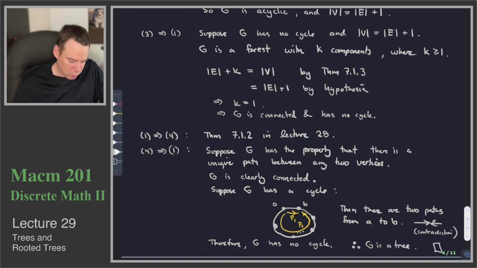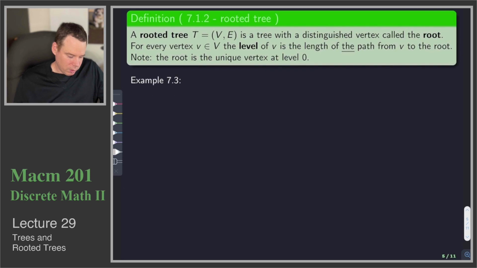And there we go. We've proven all of the things we needed to prove. We proved that 1, 2, 3, and 4 are all equivalent to each other. So that characterizes a tree. A tree is a connected acyclic graph, but we can use any of those other properties as well to characterize trees. So the next half of this lecture is going to get into a special kind of tree known as a rooted tree.